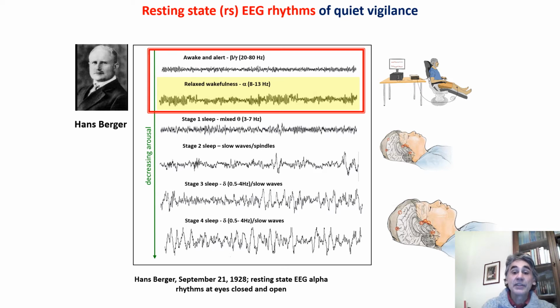When the subject opened the eyes or was involved in mental calculation, the alpha rhythms disappeared, and it was possible to see a high frequency oscillation of EEG activity from 20 to 80 Hz, the beta and gamma rhythms.